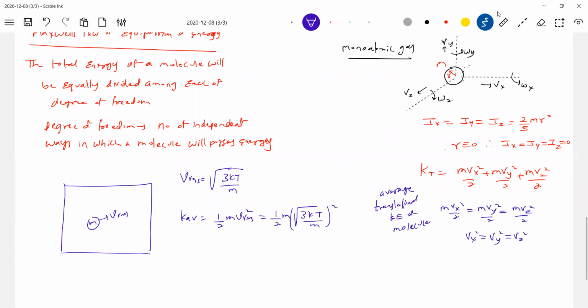Now this is very important. So finally, what do we get? 3kT by 2. So what is that average translational kinetic energy? It depends upon the temperature, it is telling. k is not kinetic energy, it is the Boltzmann constant. Please.